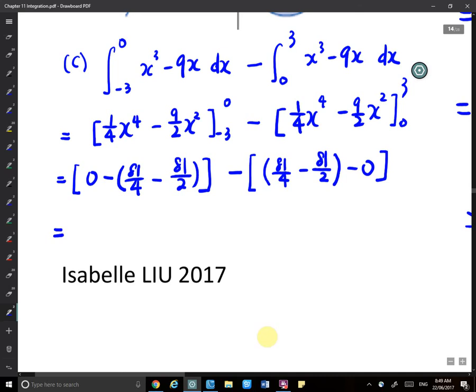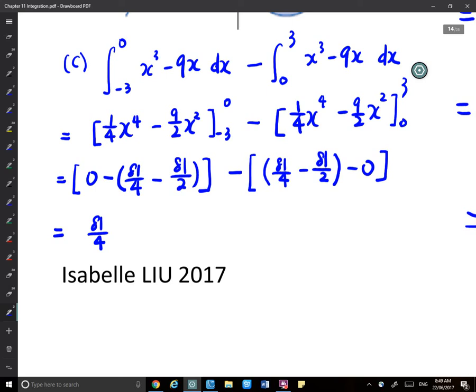What I will have inside here, this one will give you 81 over 4. Okay, 81 over 2 minus 81 over 4, that is 81 over 4. A half of the thing, subtract a quarter of that thing, you'll have a quarter of that. So it's 81 over 4.